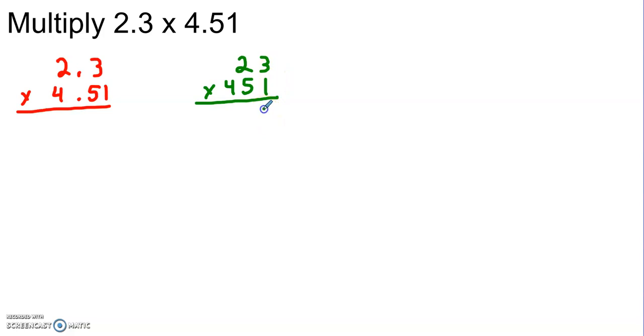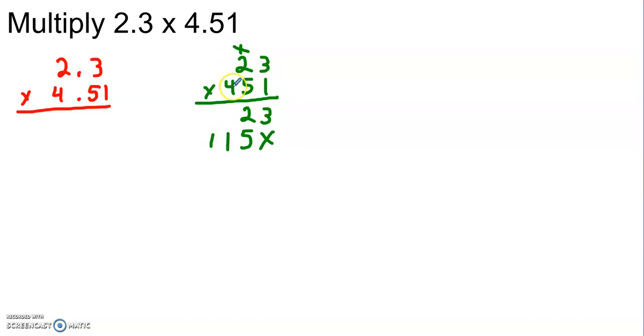1 times 3 is 3. 1 times 2 is 2. Then on the next line, because this 5 is really a 50, I'm going to put my place value holder of an x and do 5 times 3 is 15. So I bring down the 5, I carry the 1. 5 times 2 is 10, plus the 1 is 11. Since there's nothing else I need to multiply, I'm just going to write the 11 down.